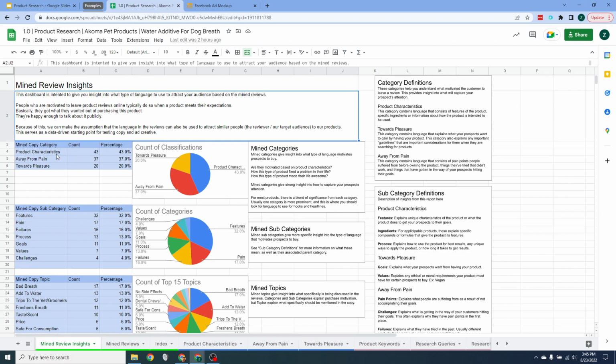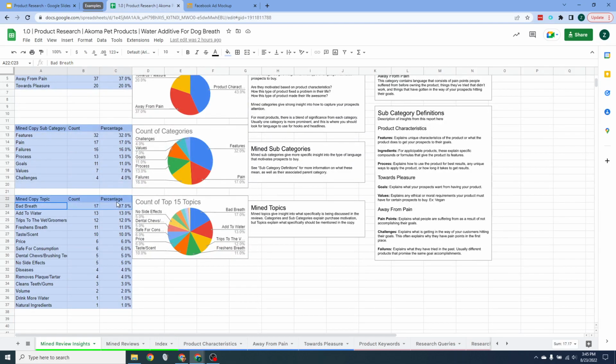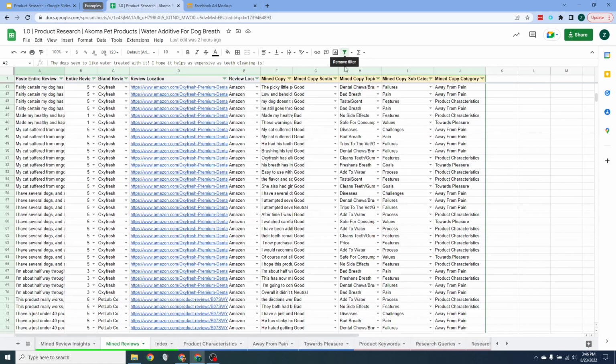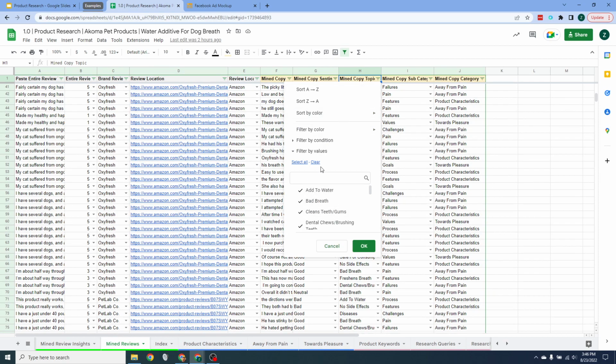So to start, it looks like a lot of the information has to do with product character. It's pretty balanced actually, 43%, almost 40%, 20%. So a lot of it's probably about the pain points and how to use it. So you could see, yeah, like the bad breath and add to water. So first thing I'm going to do is try to get myself familiar with this, and I'm going to filter the actual sheets on these things and just read what people have to say about them. So we'll start with the bad breath.